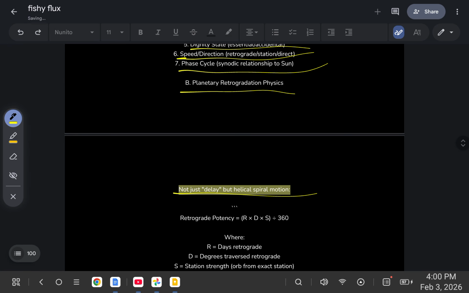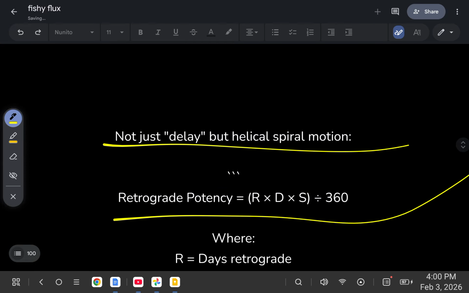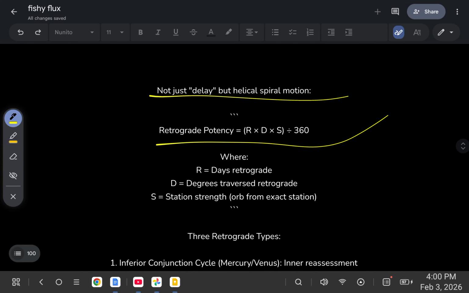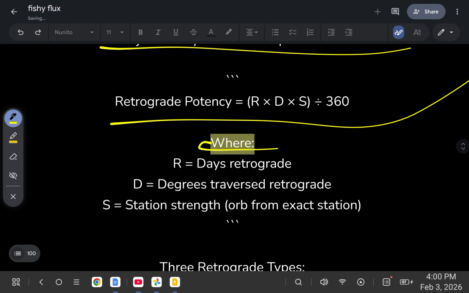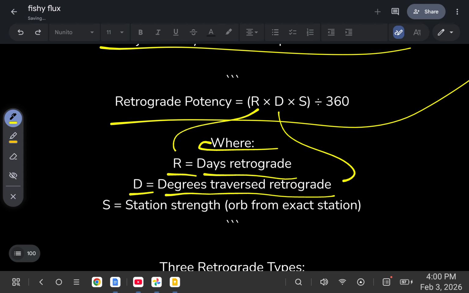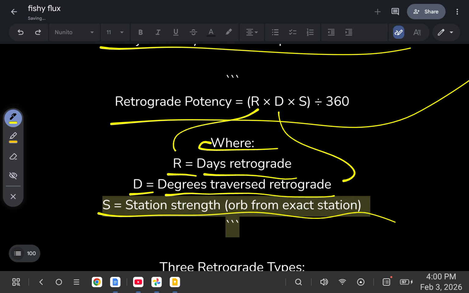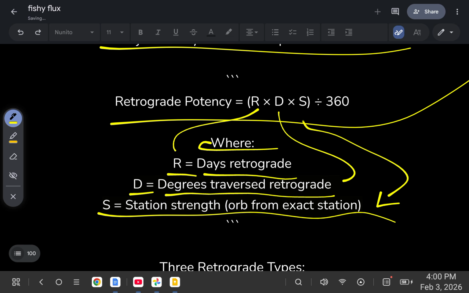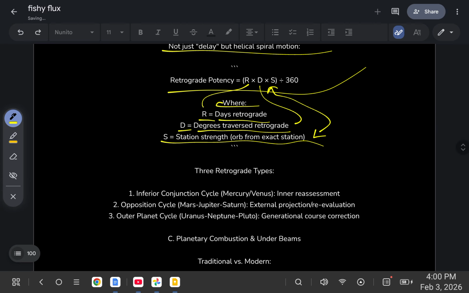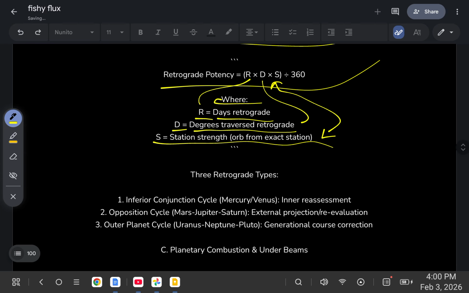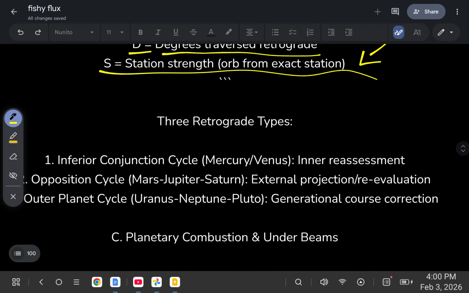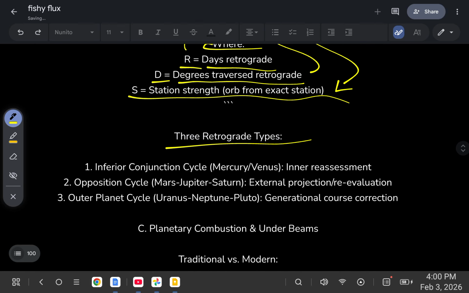Not just delay, but heliacal spiral motion. Retrograde potency equals R multiplied by D multiplied by S, divided by 360. So what does it mean? Well, R equals days retrograde, D equals degrees traversed retrograde, and S equals station strength, the orb from exact station, all divided by 360.